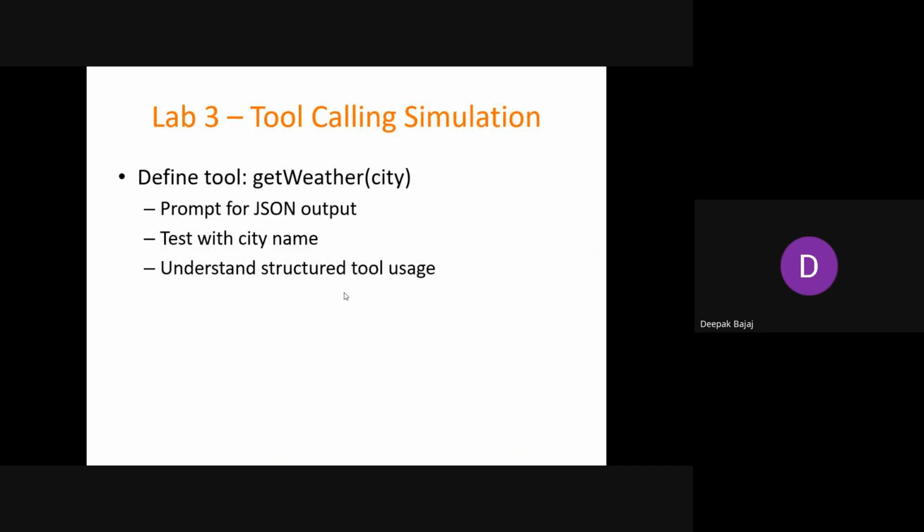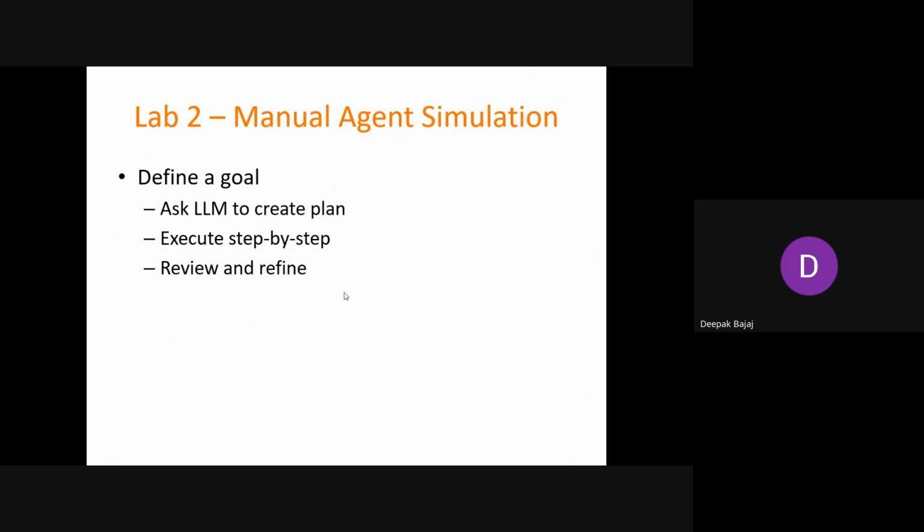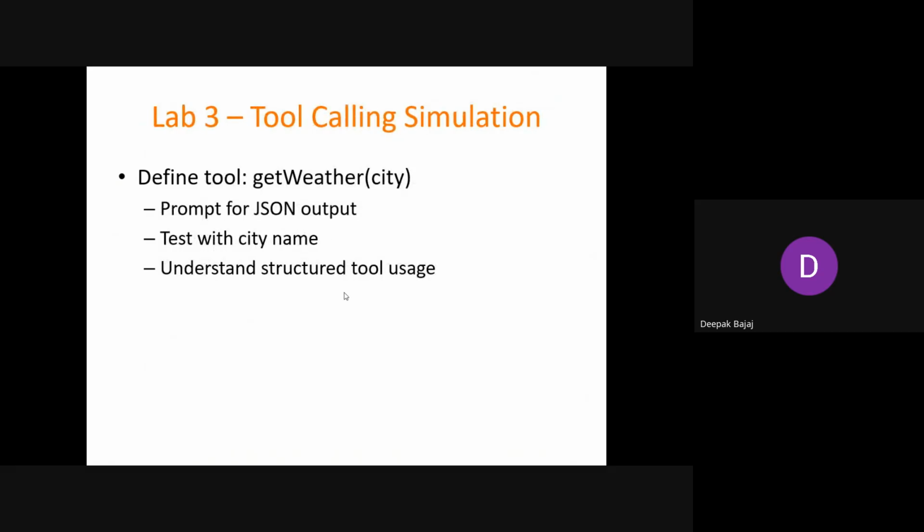So tool calling simulation: how will a tool work? Let's say this city one, with a prompt for JSON output, tested with the city name. As you see, we are passing a parameter, and based on the passed parameter, it is working. Or based on a type, whether it's a start event or another event, it works that way in our code as well.